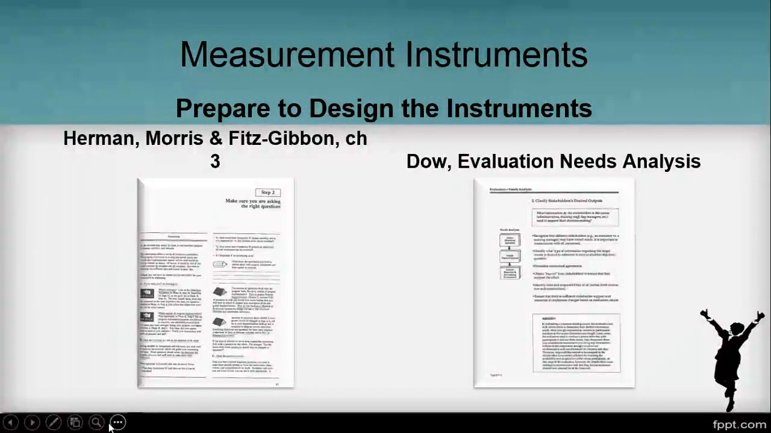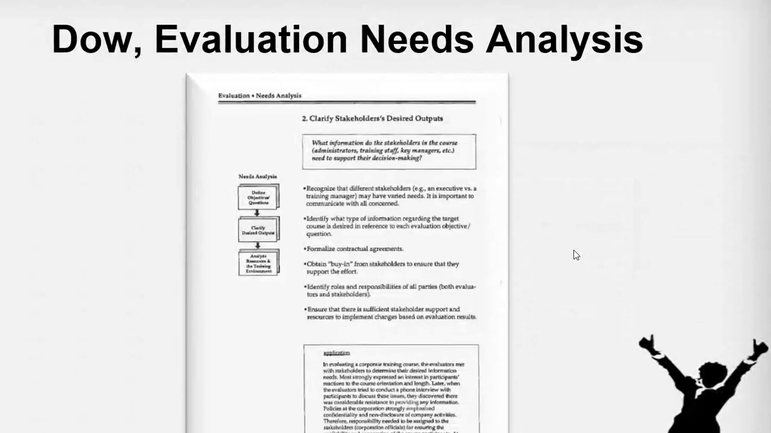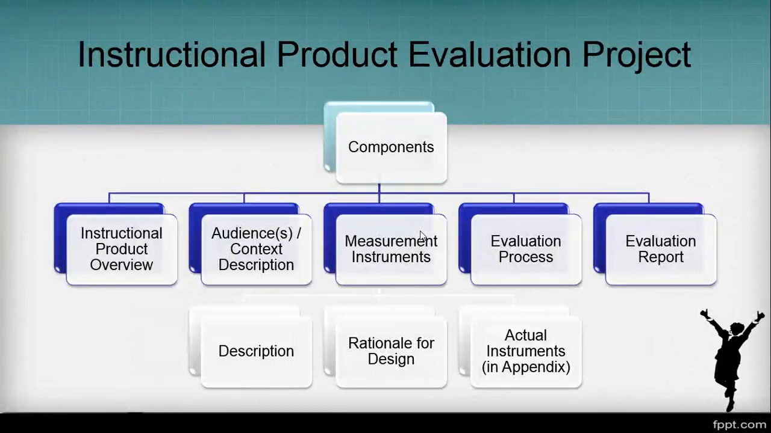And the Dow Evaluation Needs Analysis chapter also reminds you to understand what type of information regarding the target course is desired in reference to each evaluation objective question. So all of these are going to come in handy when you are providing the rationale for design. Those give you ideas on how to provide that rationale.